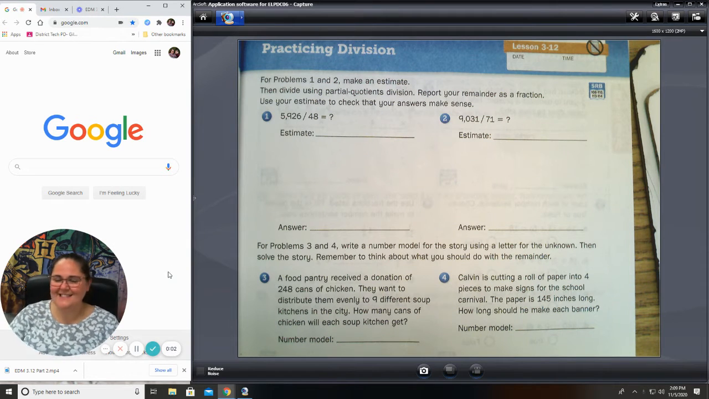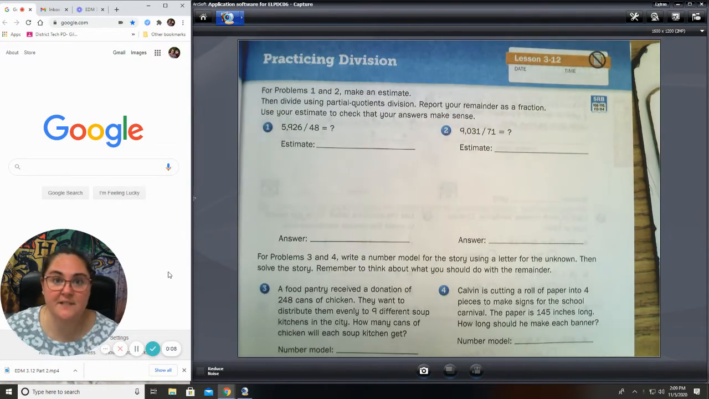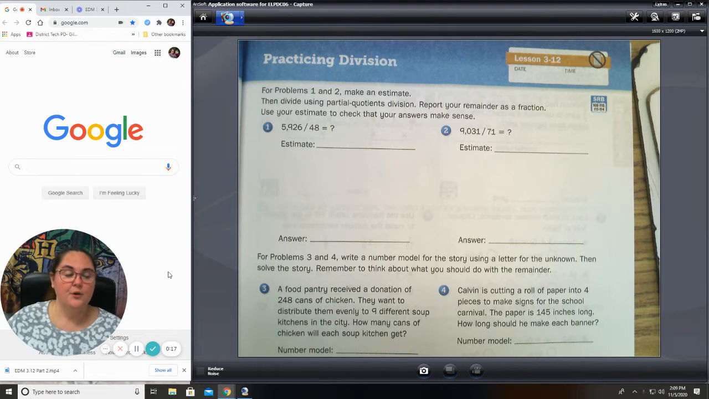Miss Gilman here, and it is time for some practicing division. So in lesson 312, there's a lot of different skills that we do, including going back to that division practice that we did before. The reason why is because this unit, we added something extra. We helped and showed you how to make the remainders into a fraction.